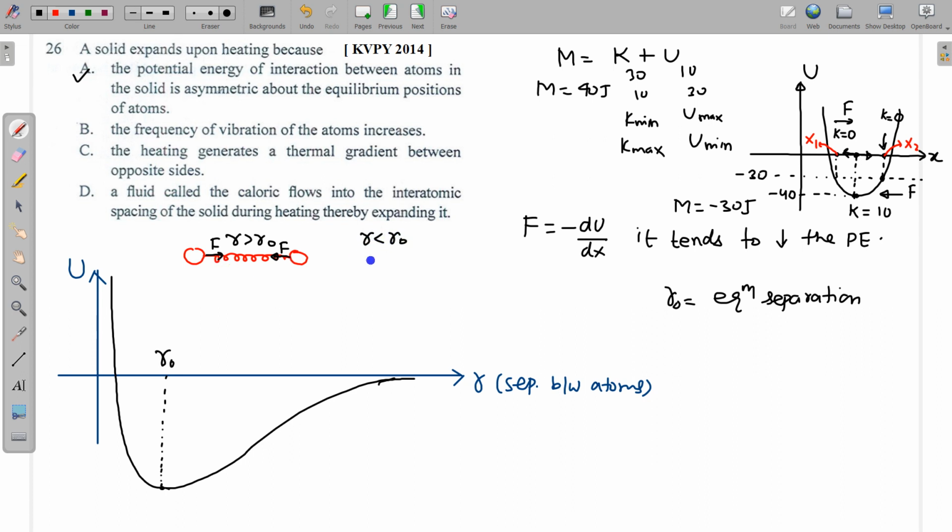When R is less than R0, in this zone, if the separation is in this zone, then R is less than R0. So this is some kind of compression in the spring, and the spring will exert force such that it will tend to increase the separation. So we say that the atoms are repelling each other. So in this zone there is repulsion, and in this zone there is attraction. This is the separation greater than the equilibrium separation. So molecules tend to come to the equilibrium, and they tend to decrease this separation, so there is attraction. In this zone they tend to increase the separation, so there is repulsion. This is the repulsive zone.